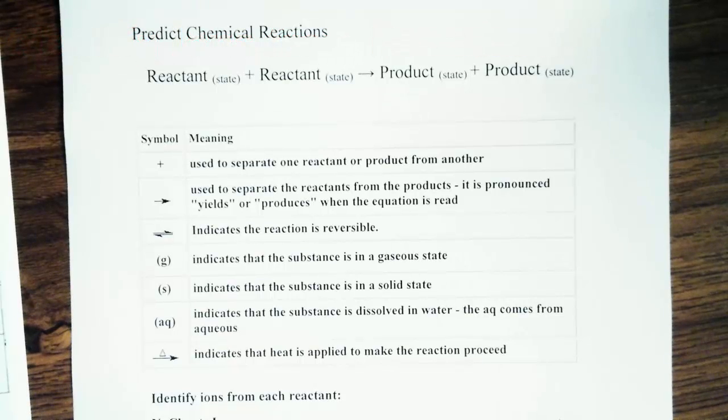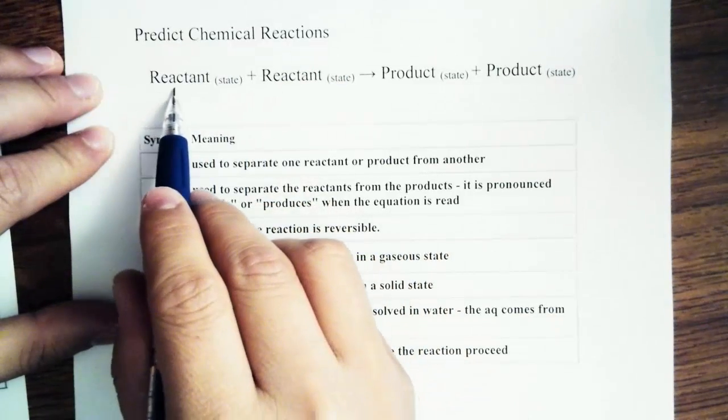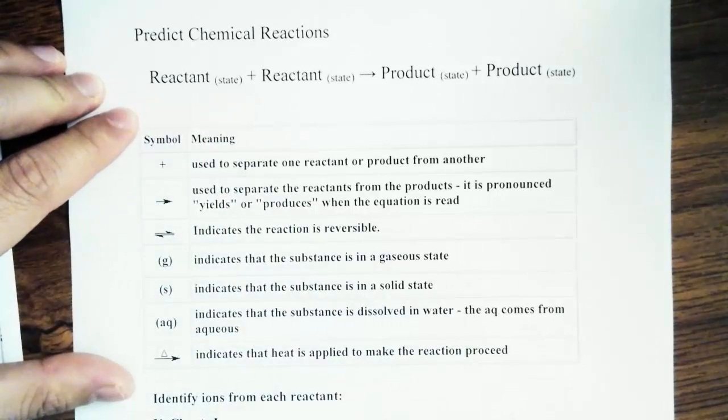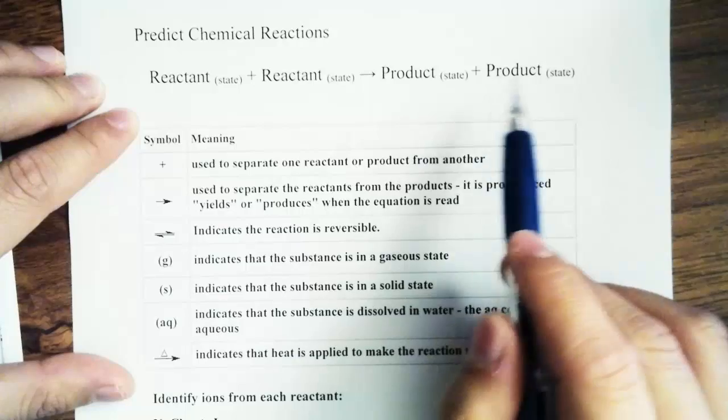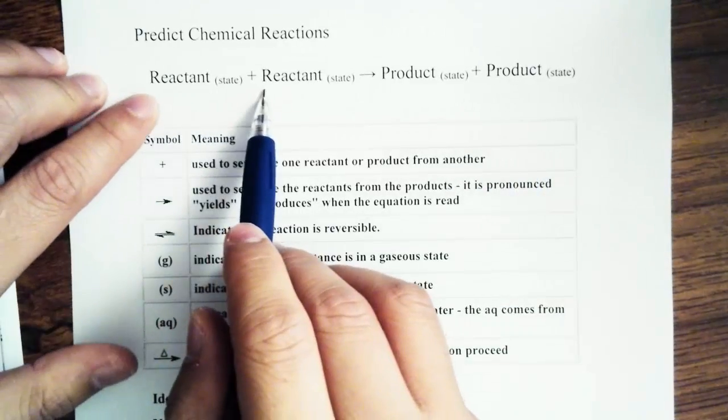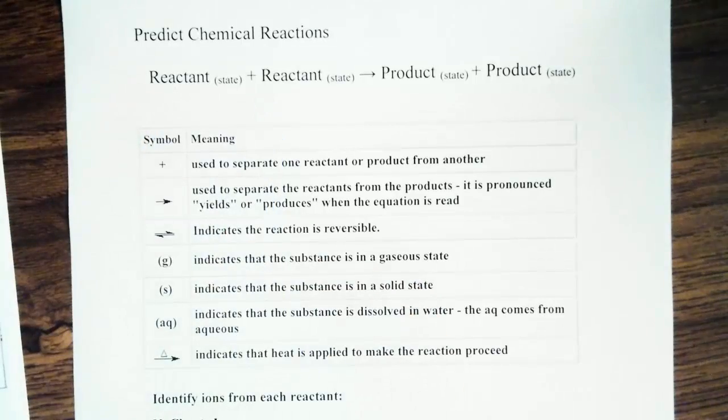In this lesson, we are going to look at how we predict chemical reactions. Basically, we are given reactants, or maybe just one reactant, and from there we can determine what product is going to be produced from a reactant or multiple reactants mixed together.